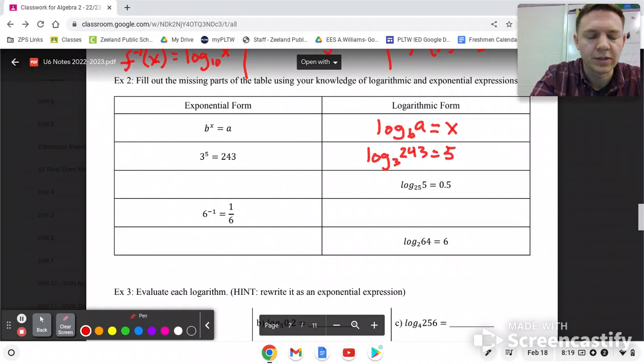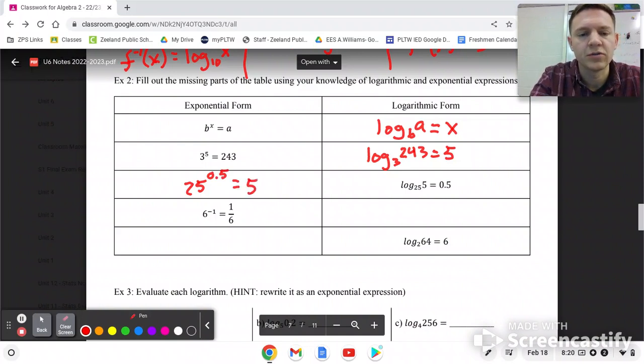I'll do one more together. This time we're given log base 25 of 5 equals 0.5. So the base becomes the base of our exponent. Remember, the exponent's all on by itself. So in this case, 25 to the 0.5 equals 5. All right, go ahead and try the next two on your own. Hit pause. The answer is going to pop up in about 2 seconds.